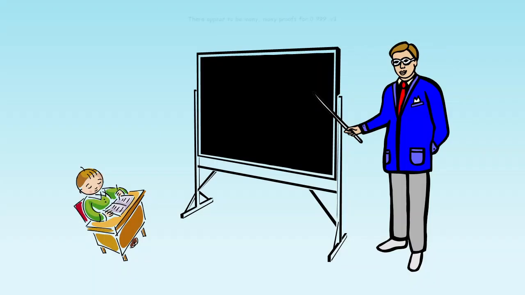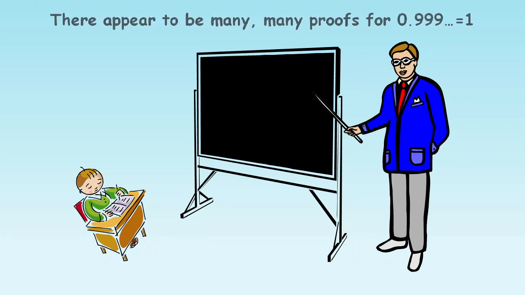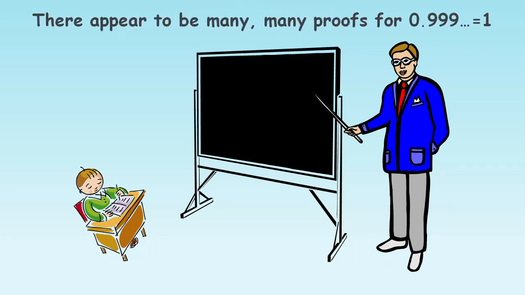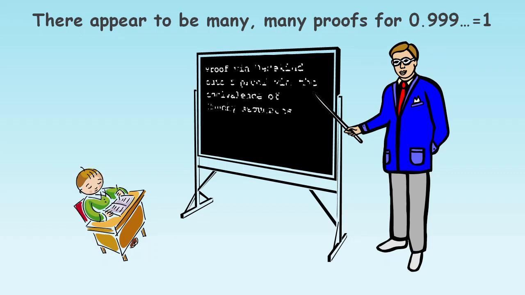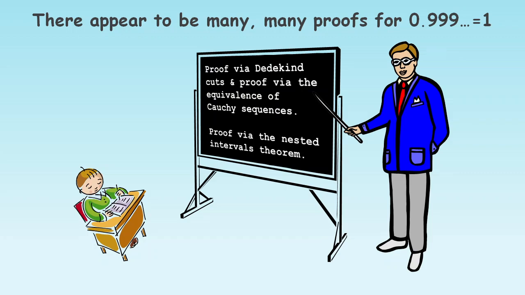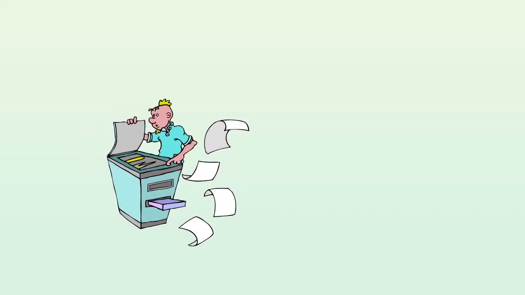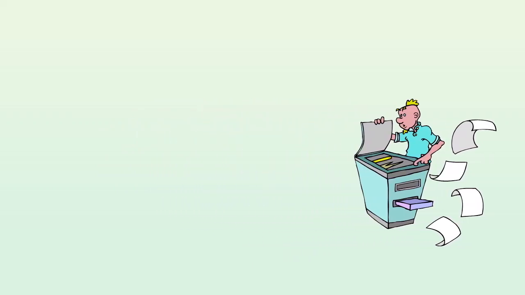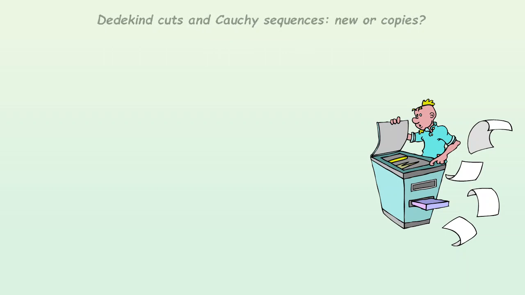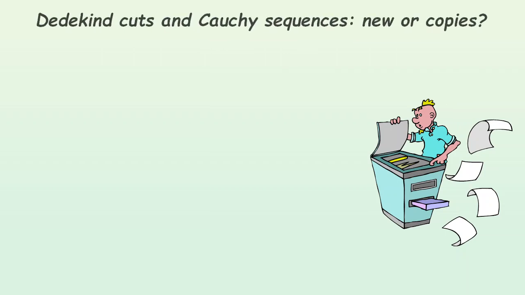The unsuspecting layperson can feel bamboozled by the many complicated sounding proofs, all of which supposedly provide undeniable proof that 0.9 recurring equals 1, such as proofs based on Dedekind cuts and the equivalence of Cauchy sequences, not to mention the proof using the nested intervals theorem. The proofs keep coming like paper churning out of a photocopier. Now, if we've already rejected the concept of real numbers, then we're not going to accept these extra proofs, which are based on methods for supposedly constructing real numbers.